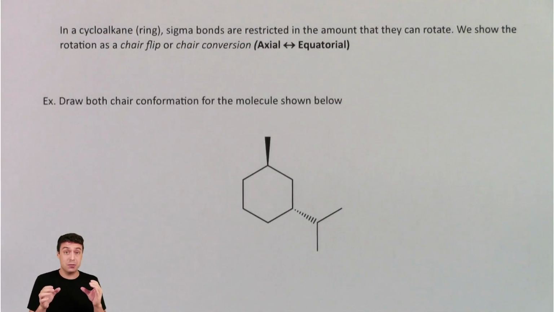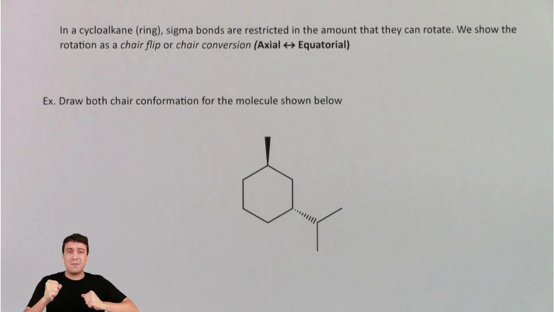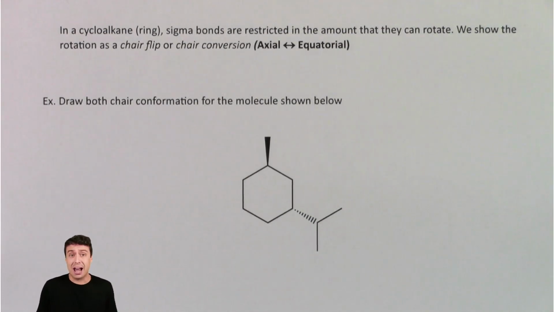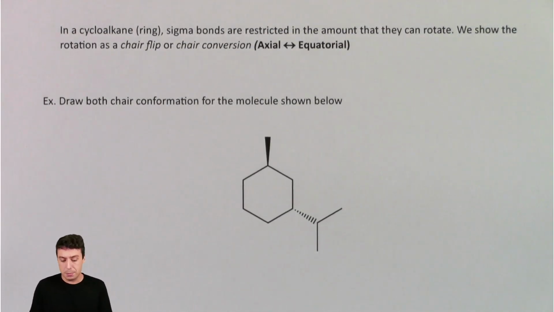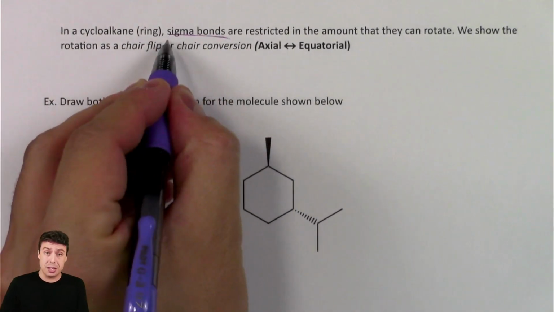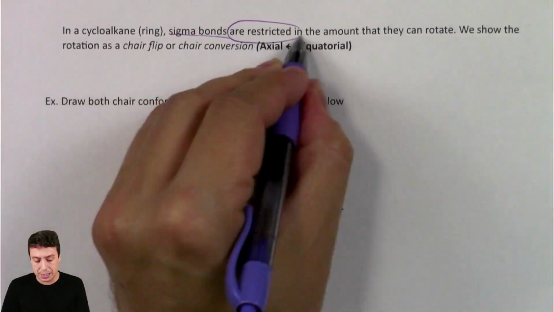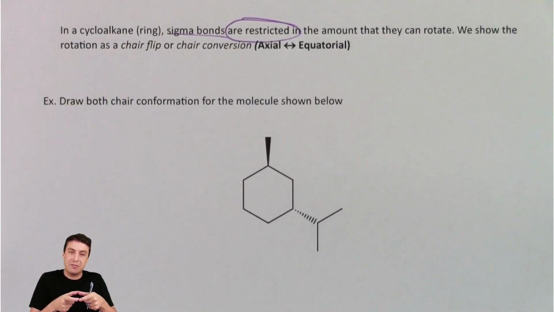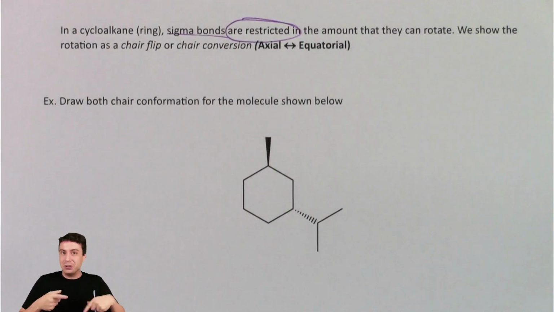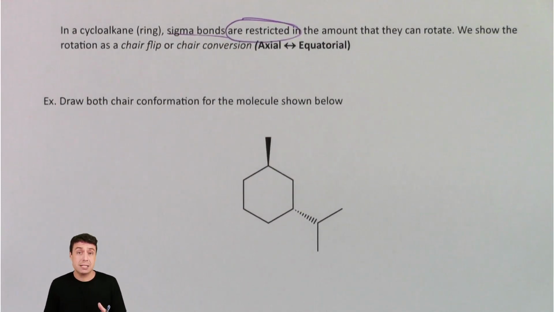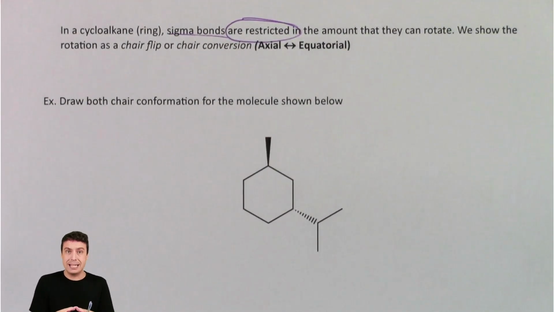But initially, the chair flip itself, all we're doing is just kind of bending bonds. So the idea is in a cycloalkane, in really any alkane, remember we have sigma bonds. And sigma bonds can rotate, unlike pi bonds, right? But sigma bonds in a ring are restricted in the amount that they can rotate because they're confined by the ring. You can't just rotate fully 360 degrees. So the best that we can do in a ring is this sort of chair conversion or chair flip, as we call it. In this chair flip, I'm going to show you what we're doing in just a second.